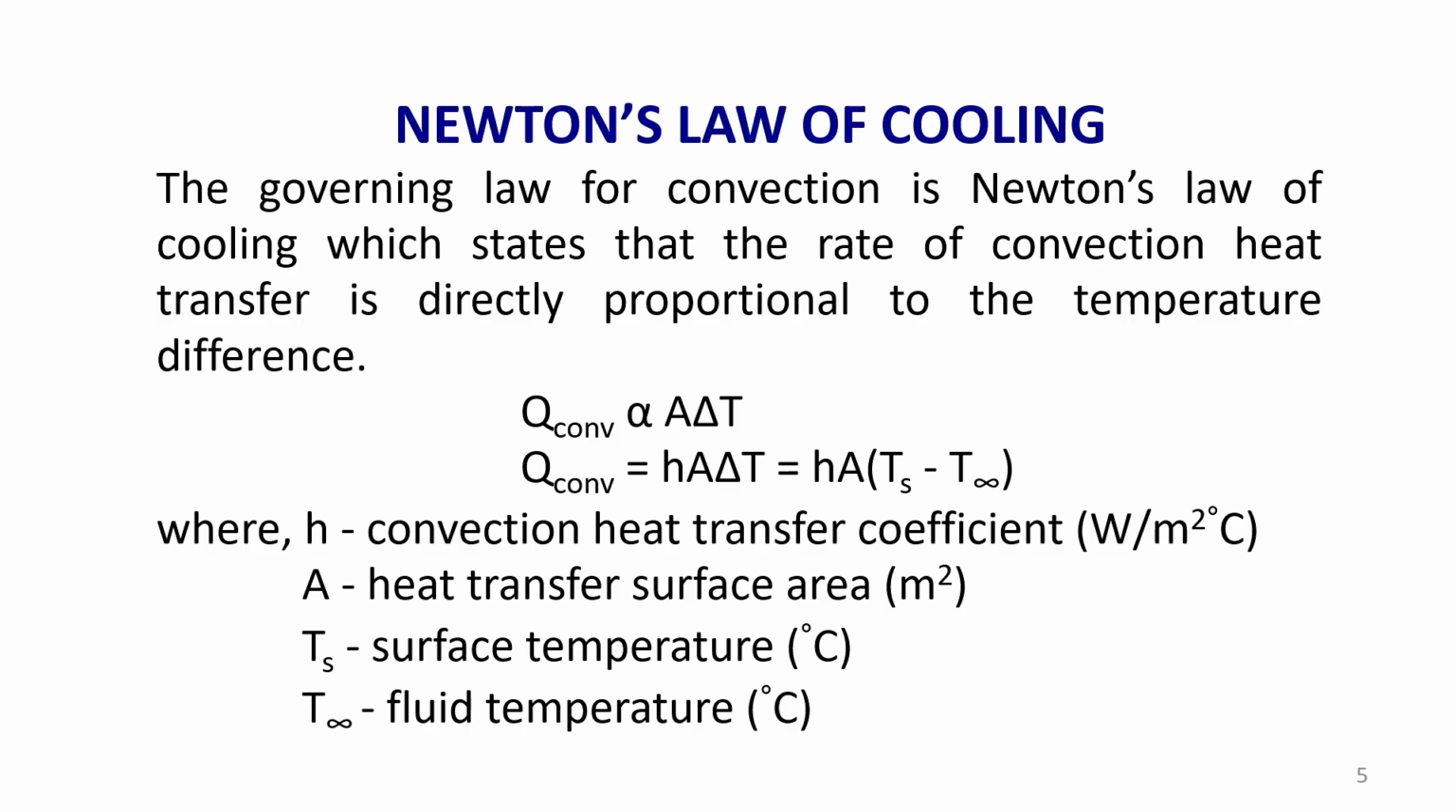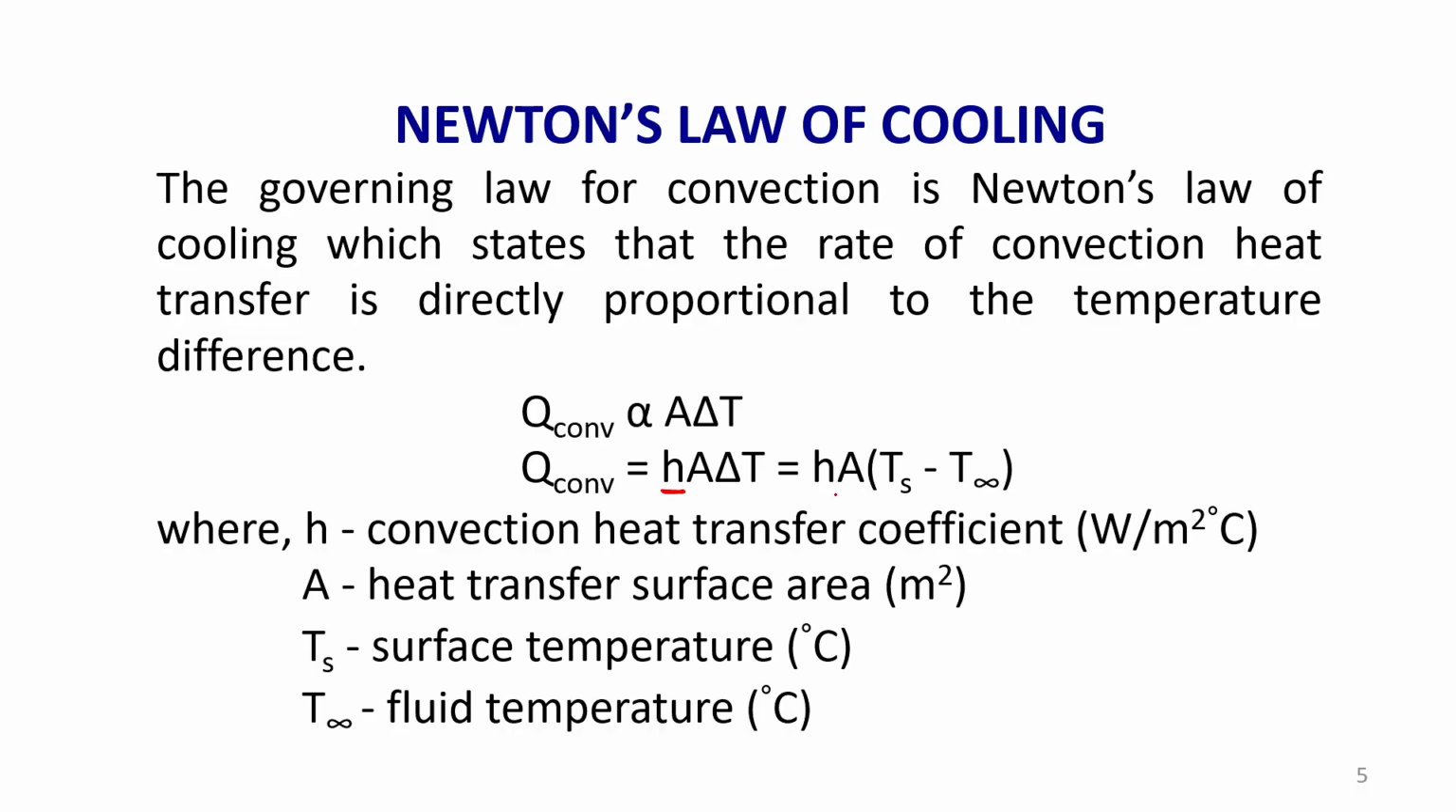It states that the rate of heat transfer due to convection is directly proportional to the temperature difference. So Q is proportional to, of course, the area of the configuration, which remains constant, times delta T. To remove this proportionality, a constant is introduced. In convection it is h, in conduction it is k. In conduction the constant of proportionality is the thermal conductivity of the material of that particular configuration, whereas in convection it is the heat transfer coefficient.